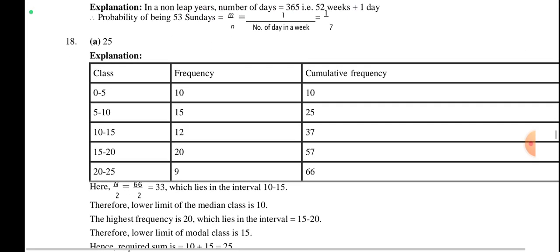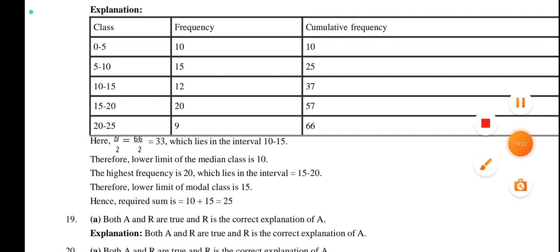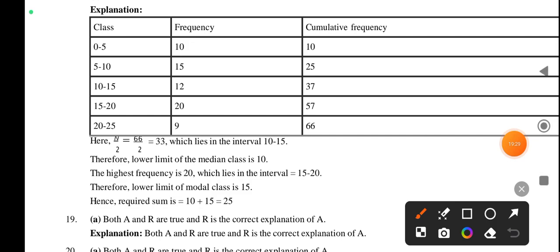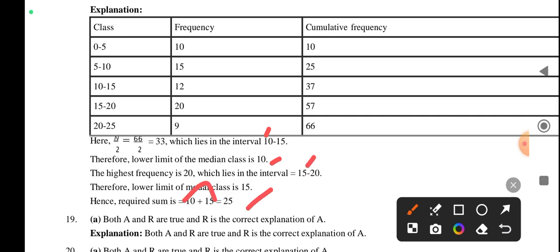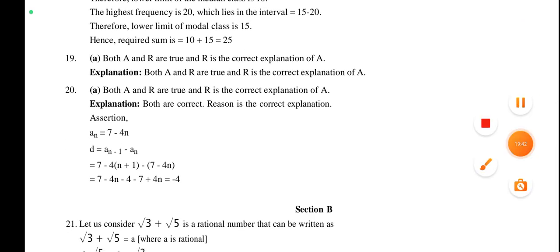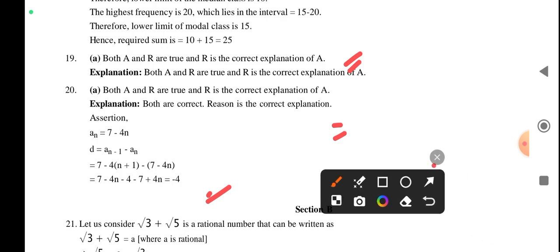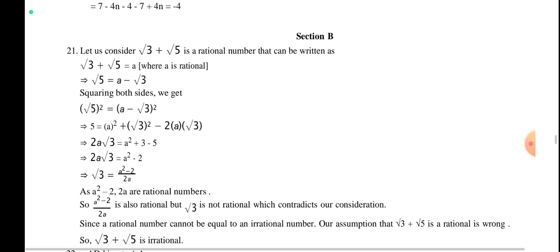1 by 7. And get the median class and modal class. Median class 10 to 15, lower limit 10. Then modal class, that lower limit is 15. Both sum is 10 plus 15, which is nothing but 25. 19th question, both A and R are true and R is the correct explanation. Again 20th also we are getting the same. Kindly go through whether you are getting any other different answer, check.